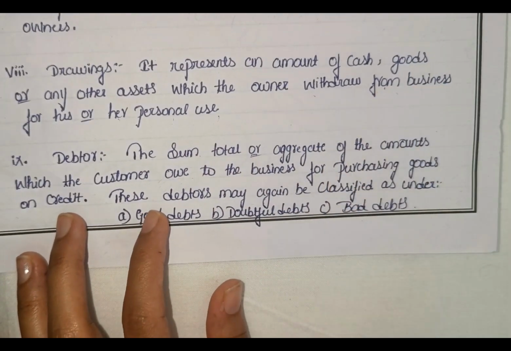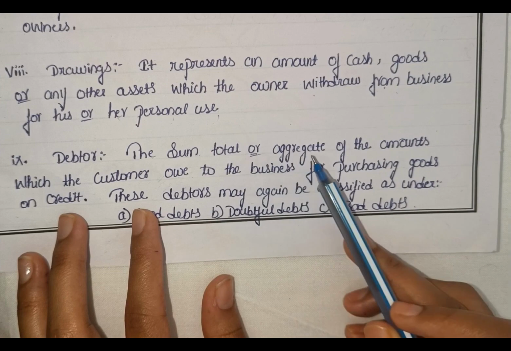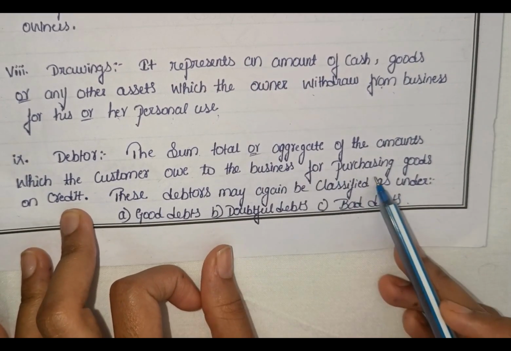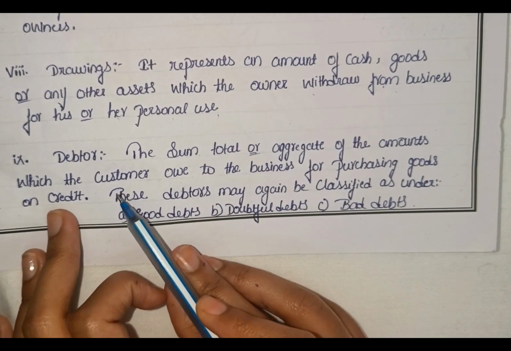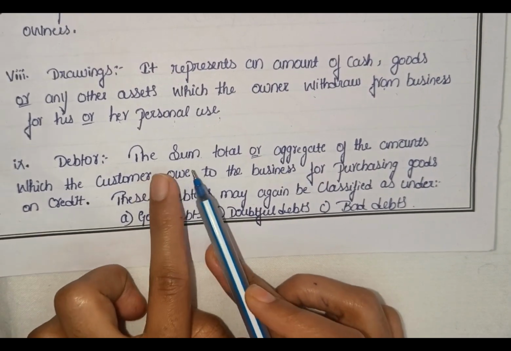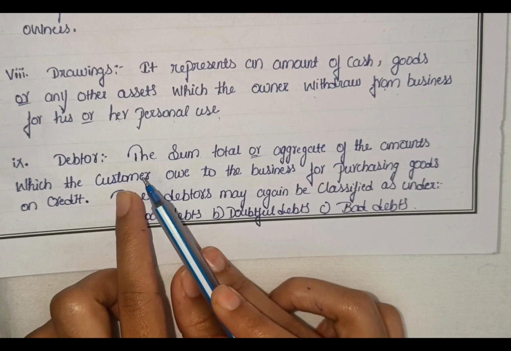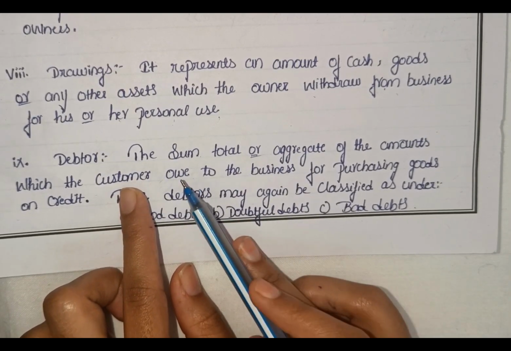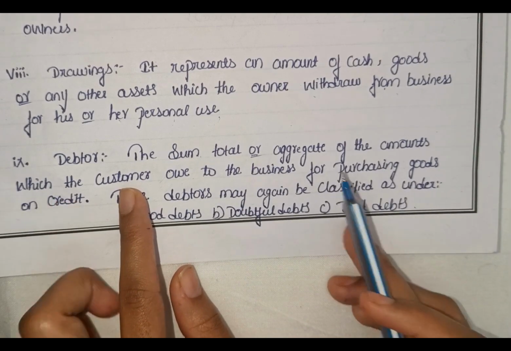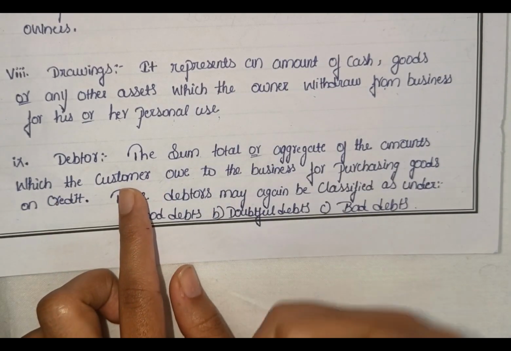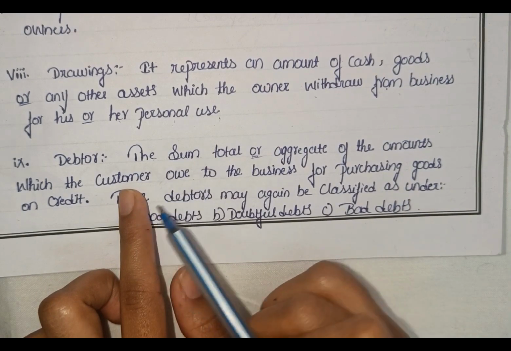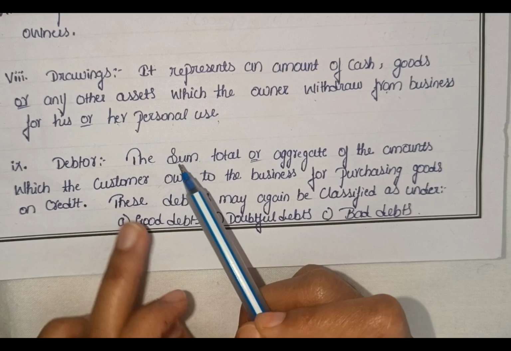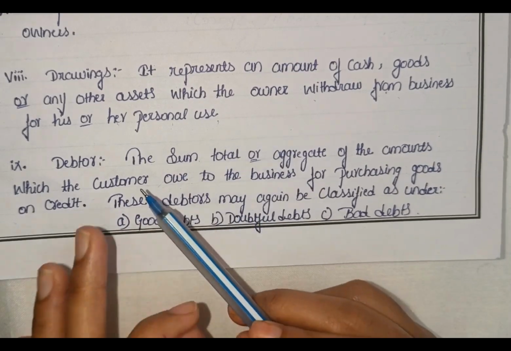Next one is debtor. The sum total of the amount which the customer owes to the business for purchasing goods on credit. Here, the customers are the debtors. The customer purchases goods on credit, and the customers pay the company on a future date. They are called debtors.